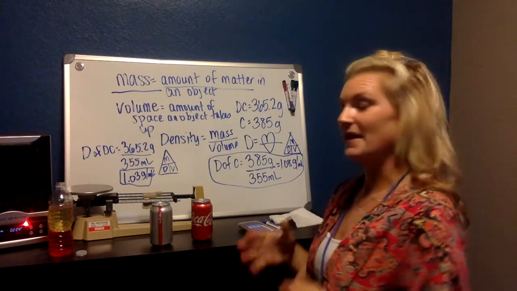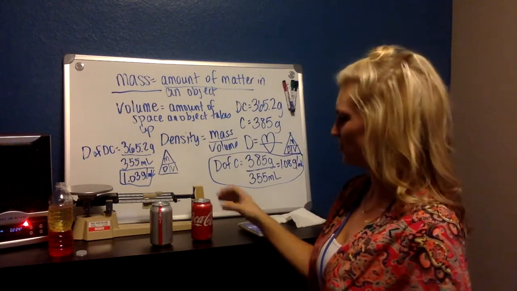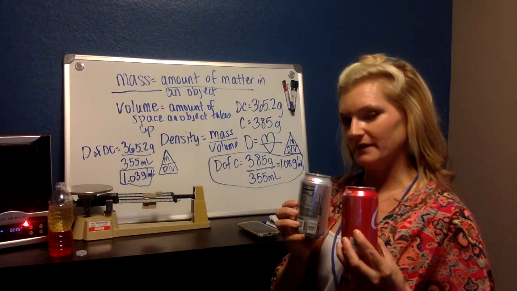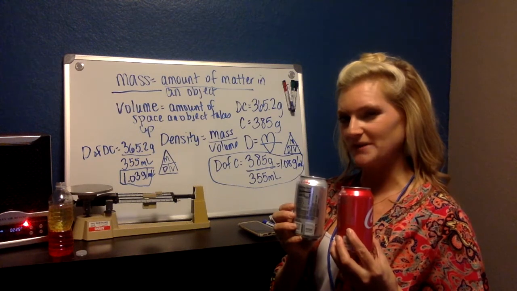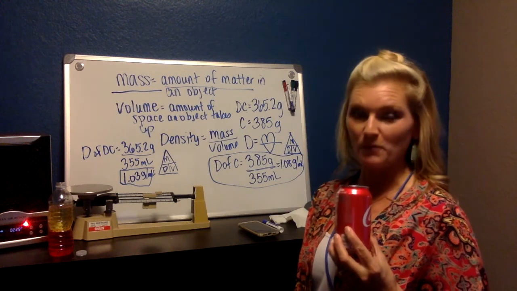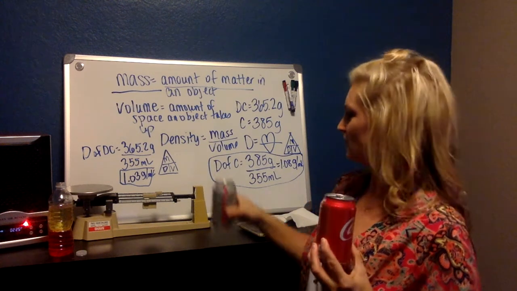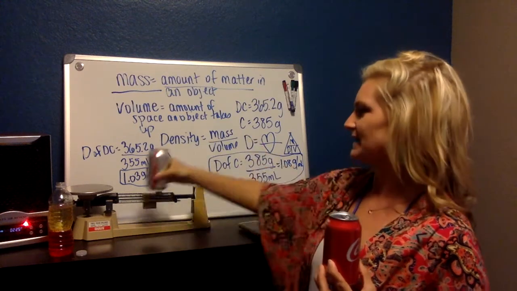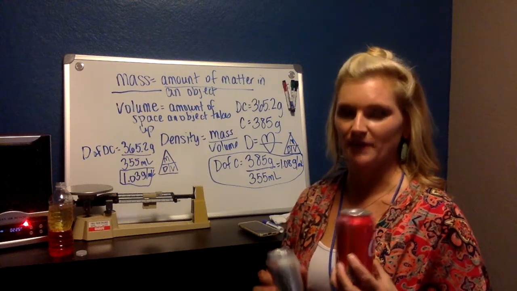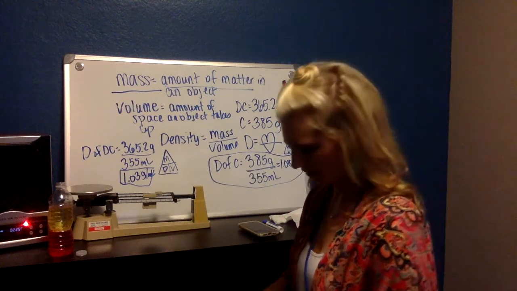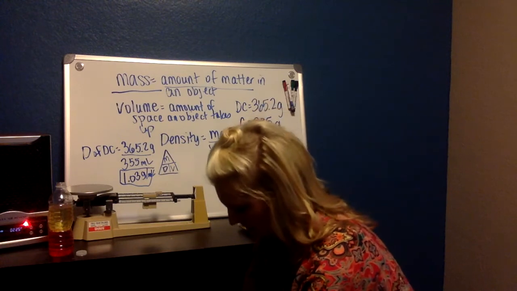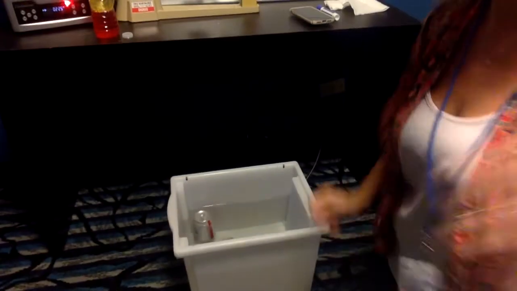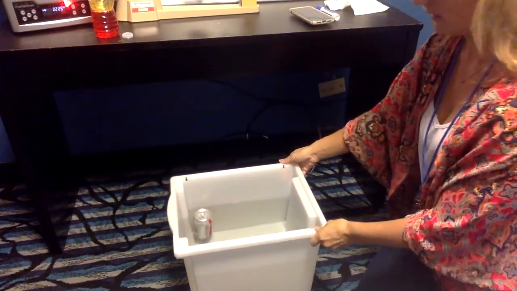So, based on those measurements, which one do you think is going to sink a little bit more than the other one? Which one is going to be more dense? So density of water is 1.0. All right, so what do you think is going to happen to my Coke? That's 1.08 density, and my Diet Coke is 1.03. I actually have a bucket of water right here, and I'm going to go ahead and drop them in and let you see.